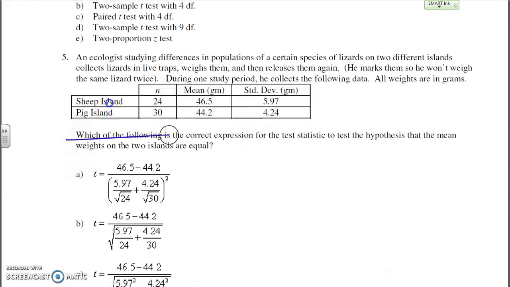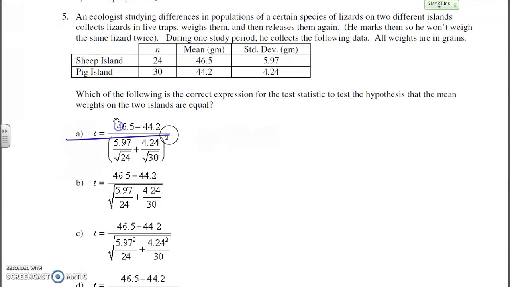Number 5, an ecologist studying differences in the populations of a certain species of lizard on 2 different islands collects lizards in live traps. They weigh them and release them again. He marks them so he won't weigh the same lizard twice. During one study period, he collects the following data. All weights are in grams. Now, make sure you're paying attention.